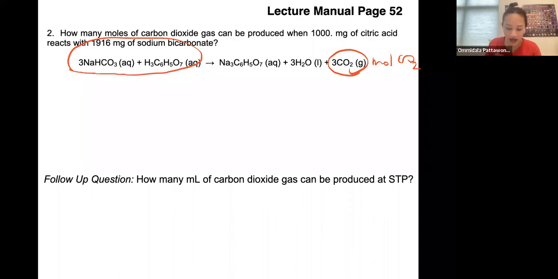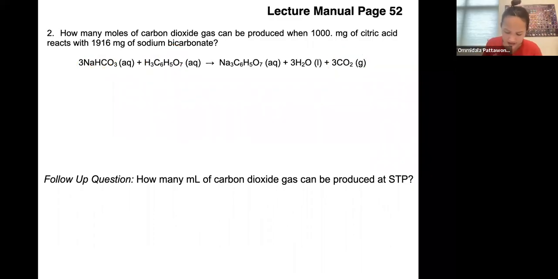Okay, so in this case, sodium, it's obvious, it's right there, bicarbonate. This contains carbonate ions. So that means the sodium bicarbonate is going to be this species right here, and this would be the citric acid. Okay, so that's how I know.